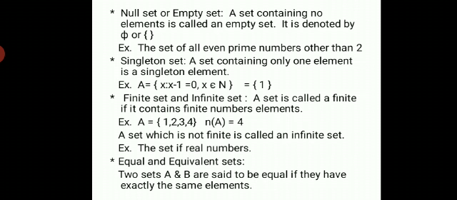A set is called finite if it contains a finite number of elements. For example, A = {1, 2, 3, 4}. Obviously, if we can count from the first number to the last number, that is called finite. So here n(A) = 4. n(A) is nothing but the cardinal number of set A, which is the total number of elements within the flower bracket, that is equal to 4.